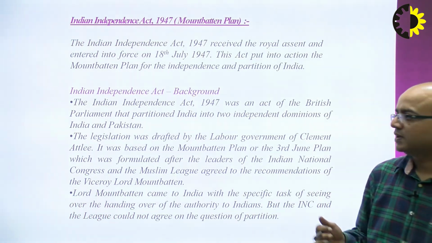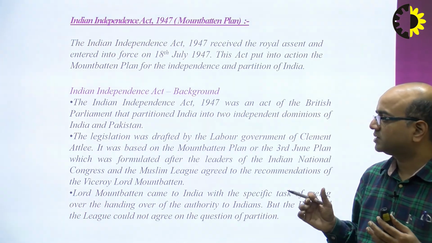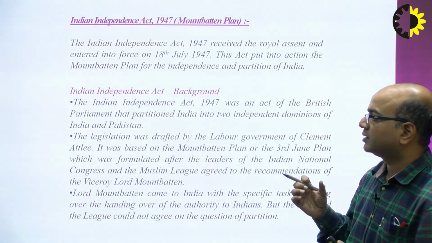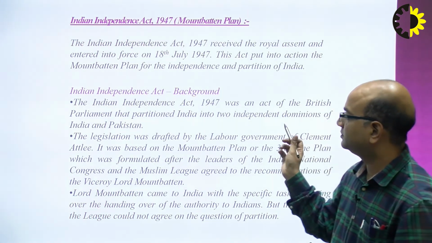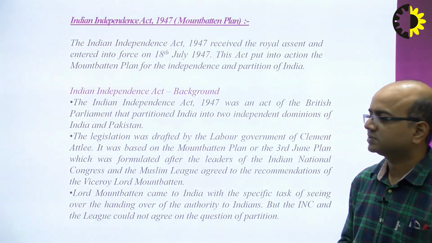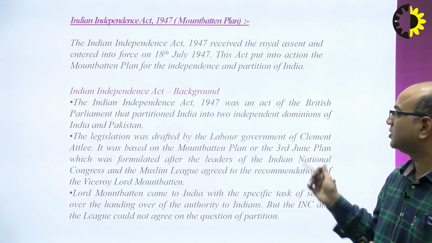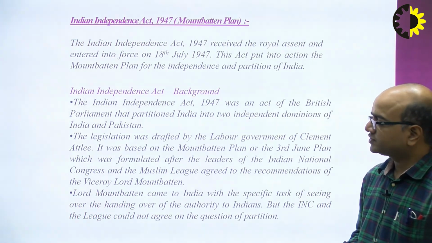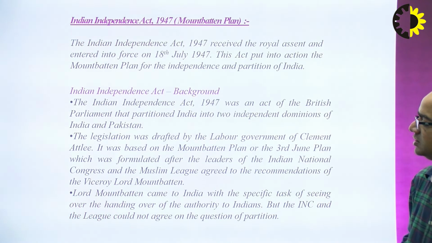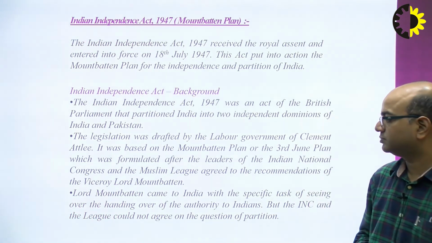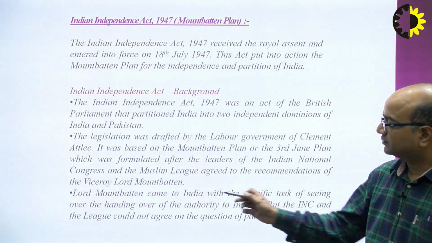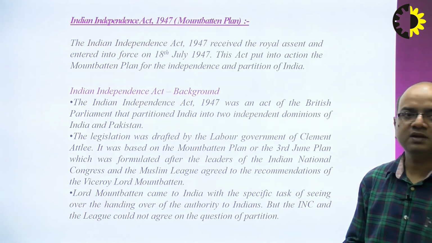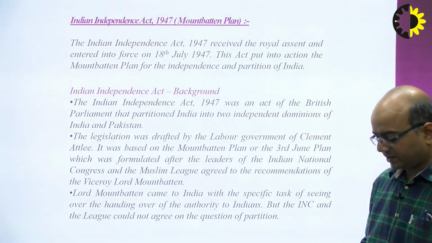Actually, what happened was that Muslims were asking for a separate state, due to which the British found that it wouldn't be possible for them to make a single state. So the British basically gave permission that there would be 2 dominions, India and Pakistan, and the legislation was drafted by the Labour government of Clement Attlee, and it was based on the Mountbatten Plan or the 3rd June Plan, which was formulated after the leaders of the Indian National Congress and the Muslim League agreed to the recommendation of the Viceroy Lord Mountbatten. Mountbatten came to India with the specific task of overseeing the handing over of authority to Indians, but the Indian National Congress and the League couldn't agree on the question of partition.